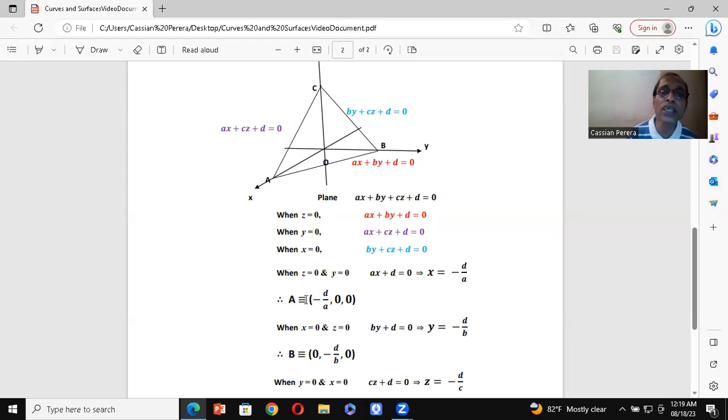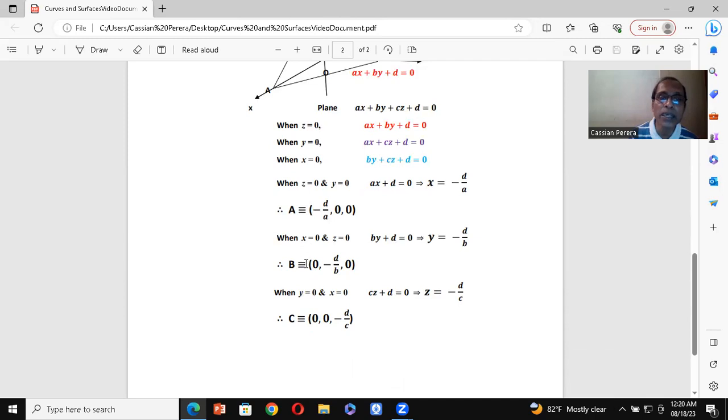And how do you find the coordinate of B? Coordinate of B means if you got this line, and here at this point, z coordinate is 0. Yes. Now, if z coordinate is 0, then you can put z equals 0 here. Then by plus d is equal to 0, then y equals minus d upon b. Then we can write here, B coordinate: x coordinate is 0, y coordinate is minus d upon b, and z coordinate is 0.